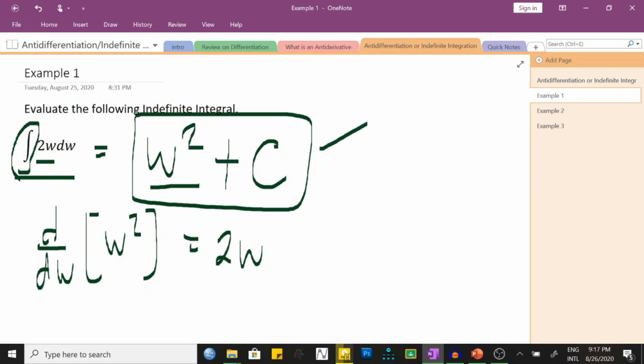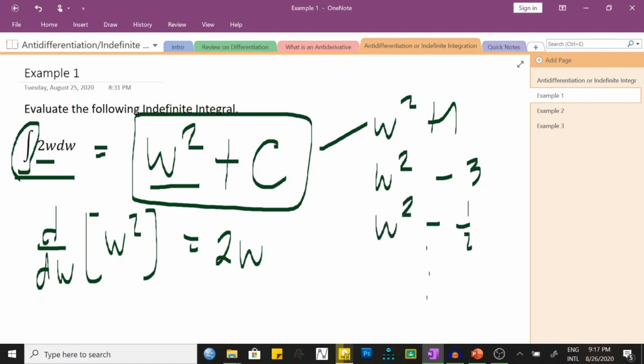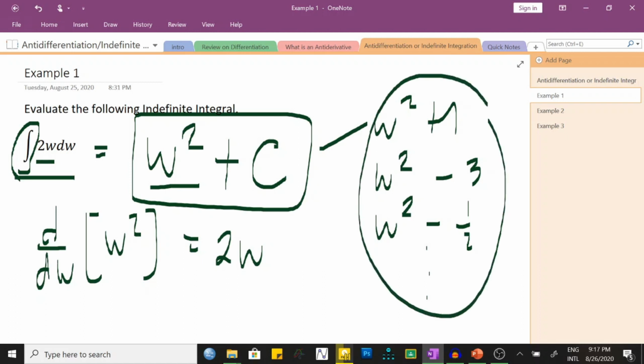So for example, you might say w squared plus 1 is a particular antiderivative. W squared minus 3 is a particular antiderivative. W squared minus 1/2 is a particular antiderivative, and so on and so forth. So it's really difficult to write it this way. That's why it would be better to write it this way. It's shorter, but it includes everything that we mean.